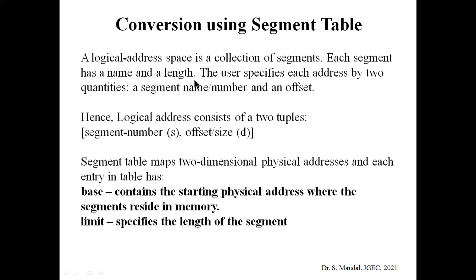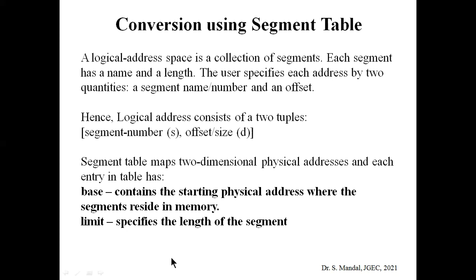A logical address space is a collection of segments. Clear? Each segment has a name and length, like segment 1, segment 2, and its size like 100, 200, 300. The user specifies each address by two quantities: a segment name or number, and an offset. Offset means size. Segment number is segment 1, segment 2. So the logical address consists of two parts, the segment number and the size of the segment. That is the logical address, and it needs to be converted into the physical address, that means into the main memory, to which memory address it belongs.